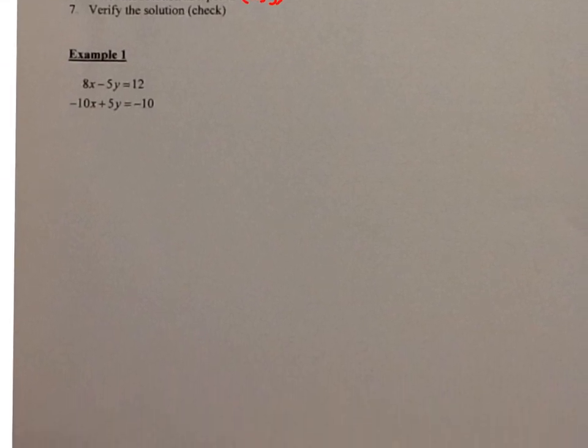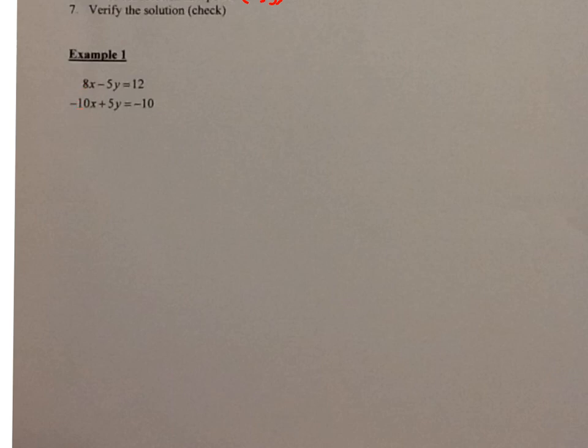All right, so let's take a look at number one. So the first thing I'm looking at is to make sure my x's are lined up, my y's are lined up, my equals are lined up, and they are. I'm looking for opposites, either the x's to be opposites or the y's to be opposites. So I notice here with the x's, one's positive, one's negative, but they have different numbers. One's positive 8 and one's negative 10.